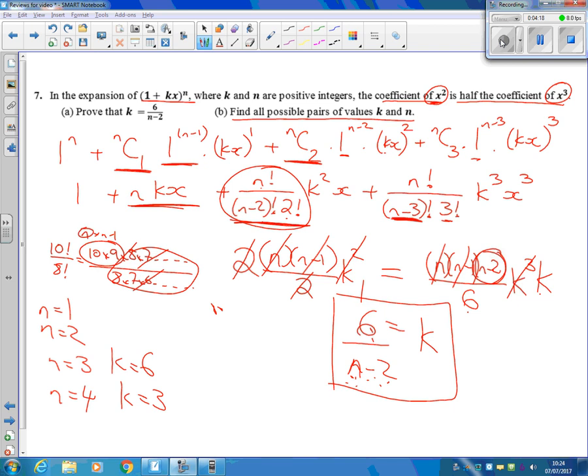n equals 5. That's okay as well, isn't it? 5 take away 2 is 3. 6 divided by 3 gives me k is 2. Now, if I put 6 in there, that wouldn't be a whole number. If I put 7 in there, it wouldn't be a whole number. If I put 8 in there, it would be, wouldn't it? So the last one I think I've got is n equals 8, which then gives you 6 divided by 6 is 1. So I think these are the different possibilities. Anything else, they would not be integers. They would not be whole numbers.